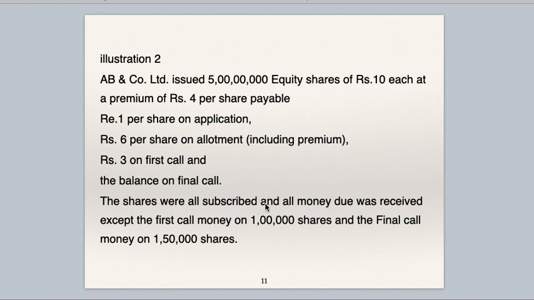Shares were all subscribed and all money due was received, except the first call money on 1 lakh shares and final call money on 1,50,000 shares. So there is default in first call as well as final call. On 1 lakh shares, they have not received first call money, and on 1,50,000 shares, they have not received final call money.